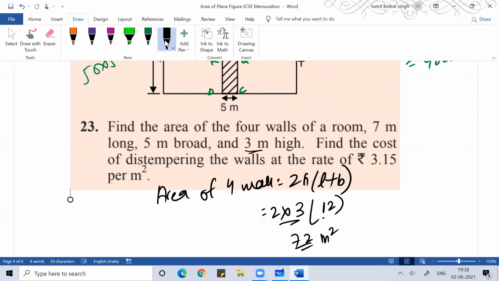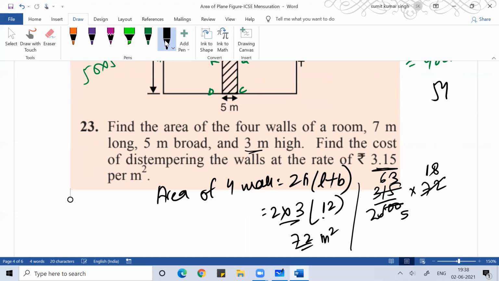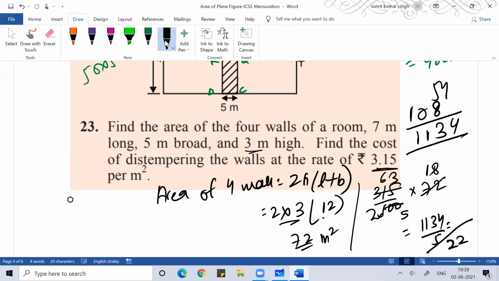And then the cost will be 3.15 into 72. 3.15 is 315 by 100, into 72. So we get 226.8. Simplifying step by step, dividing out common factors, we get 1134 by 5, which gives 226.8. Yes, sir.